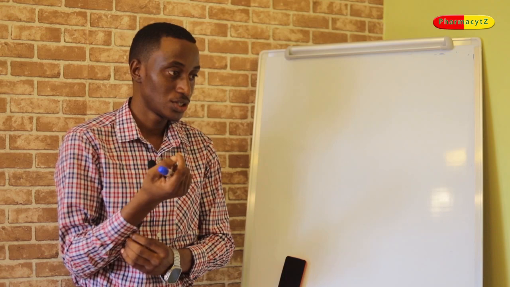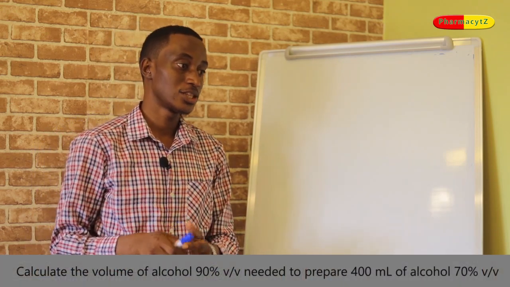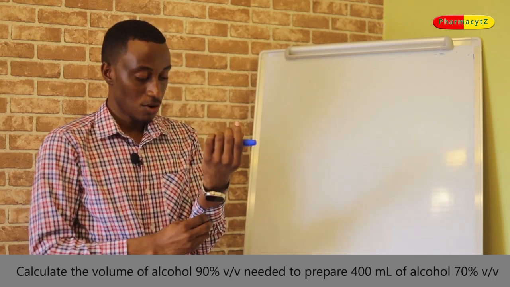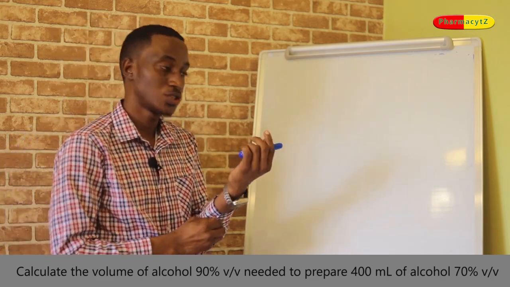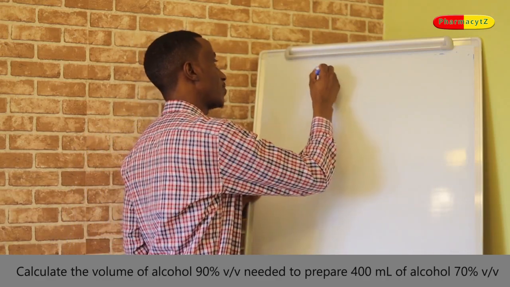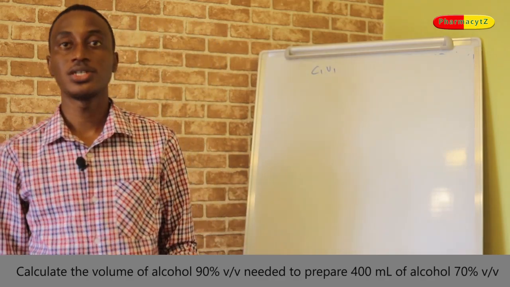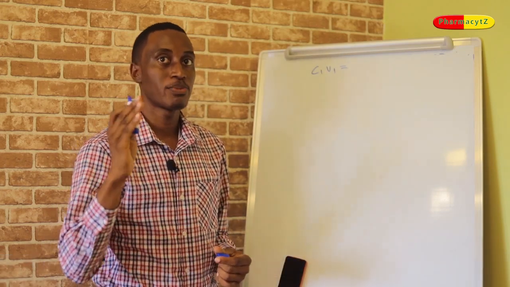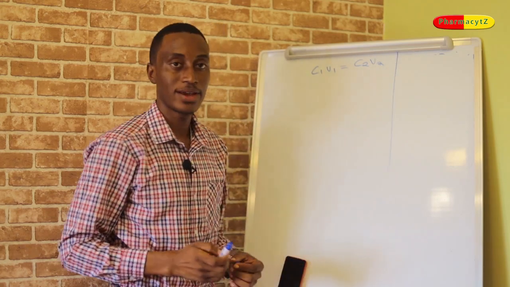So our first question will be to calculate the volume of alcohol, 90%, needed to prepare 400 ml of alcohol, 70%. Before we solve this question, we need to understand the law of dilution. What does it say? If it's a liquid preparation, we need to have concentration 1, volume 1, which means the initial concentration and the initial volume. Then this will be equivalent, or proportional, to concentration 2 and volume 2, or the final volume.